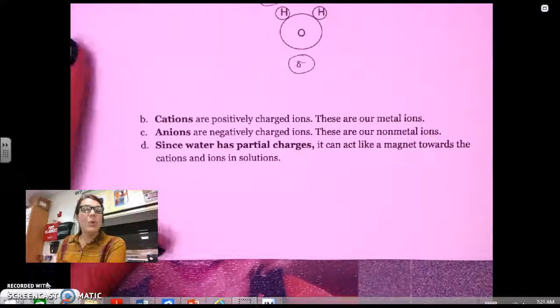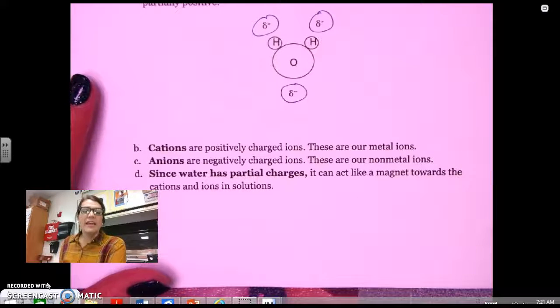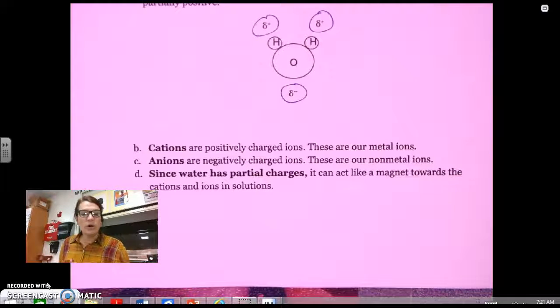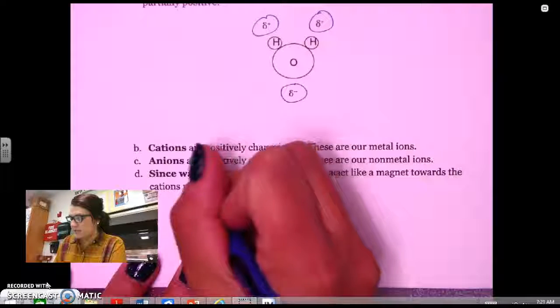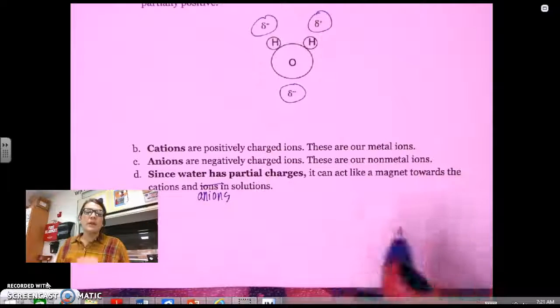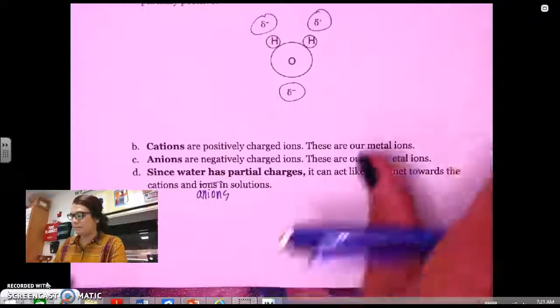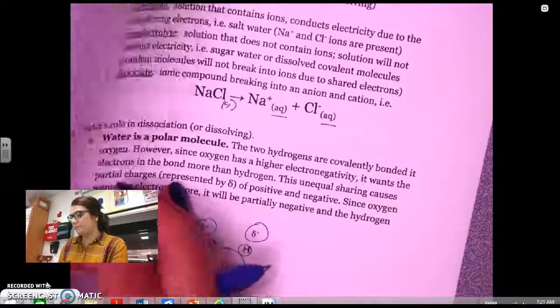And since water has these partial charges that I talked about, it can act like a magnet towards cations, and this should say anions, in solutions. Meaning, the negative side of the water will be attracted to a cation, and the positive side of water will be attracted to anions. Okay, so that's that.